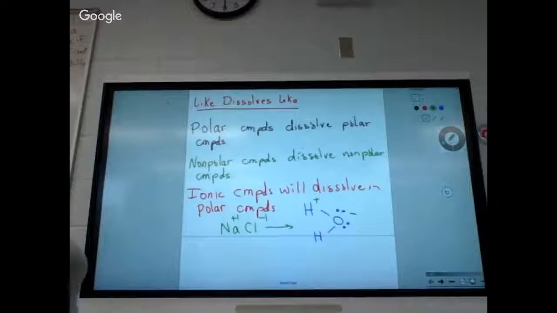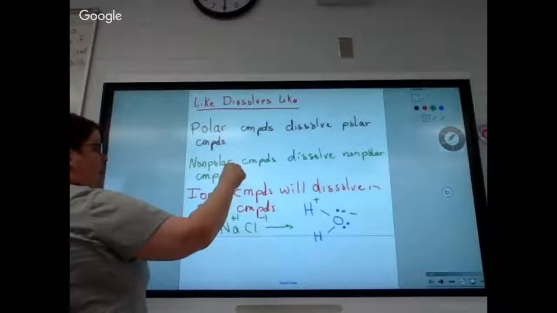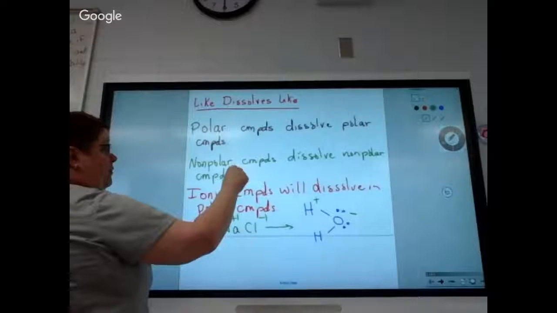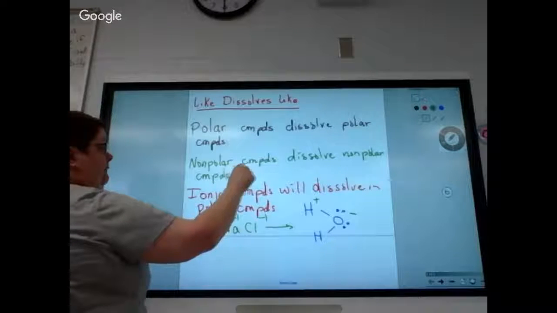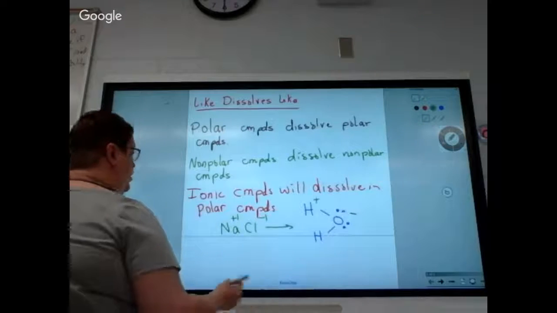Do nonpolar compounds have charges that are as strong or likely to pull those things apart? The answer is no. Okay? They just don't. Most nonpolar compounds are going to be made of metals or nonmetals? Non-metals, okay? And they're not going to have those positive and negative charges to do that.